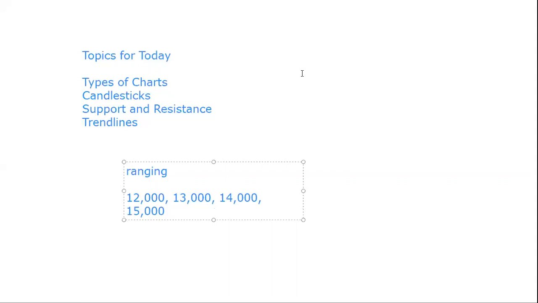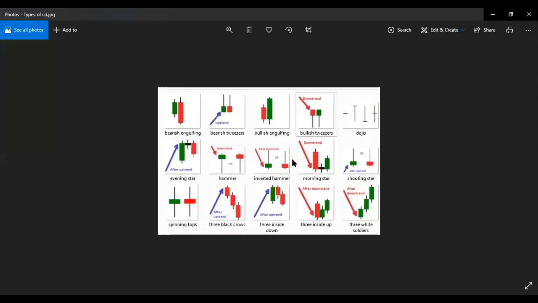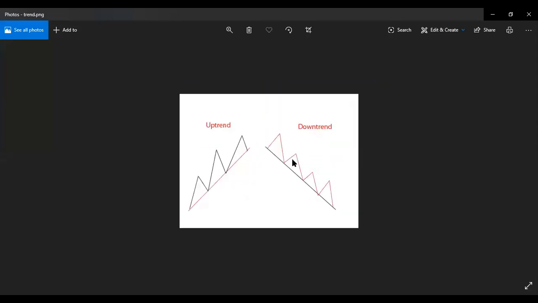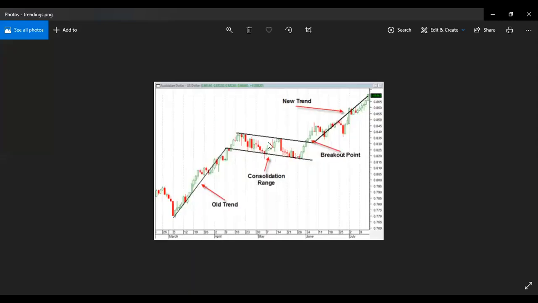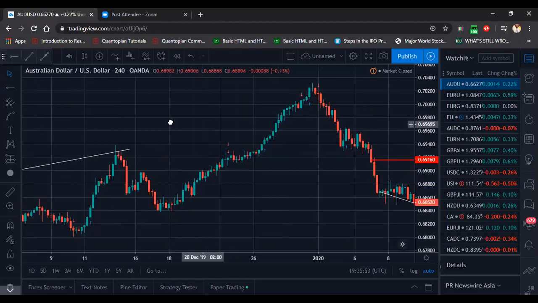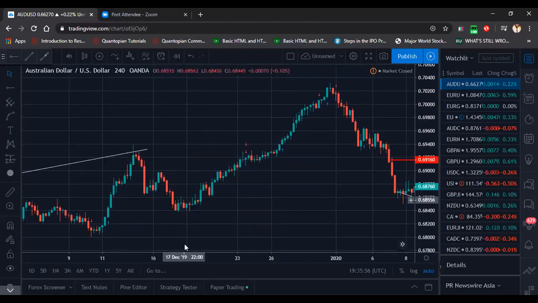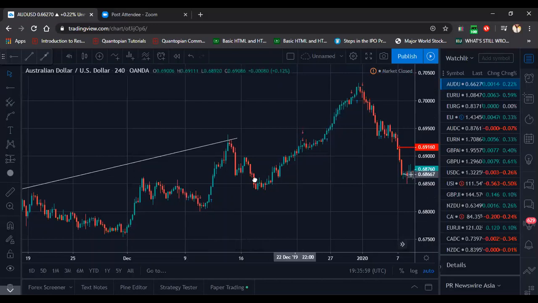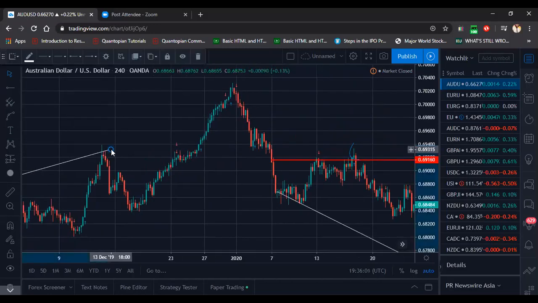So let's go back to our screen here. You get it? So uptrend, downtrend, and then you have a consolidation, which is price ranging. Now I want to be practical, so I'll take you to my TradingView chart. So this is what I'm saying. For instance, let me pick this period. You realize that price rose from this level.